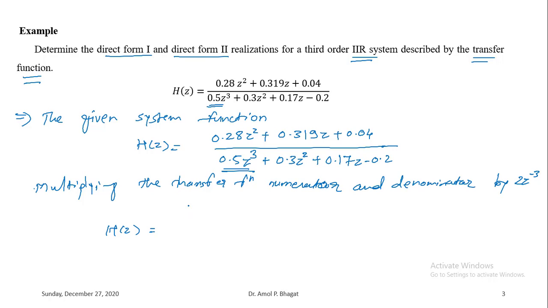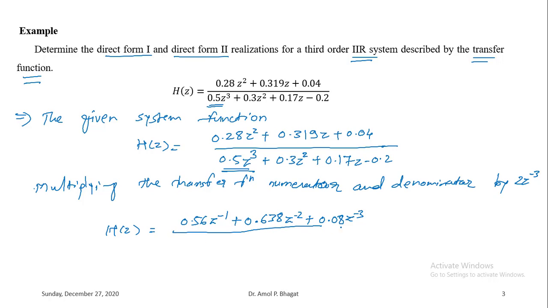In the numerator, if we are multiplying it with 2 into z to the power minus 3, we get 0.28 into 2, which is 0.56. Z square multiplied by z to the power minus 3 will be z inverse. Plus 0.319 multiplied by 2 will be 0.638, and it will be z to the power minus 2. Plus 0.04 multiplied by 2 will be 0.08, and into z to the power minus 3 will be there.